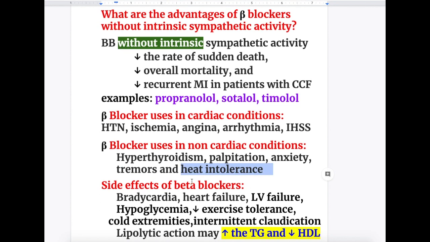Now, the side effects of beta blockers: bradycardia, heart failure, left ventricular failure. They may cause hypoglycemia, mask hypoglycemic features, and decrease exercise tolerance. They cause cold extremities because they cause vasoconstriction, leaving the alpha effects unopposed, and intermittent claudication. They are also lipolytic, and lipolytic action may increase the triglycerides and decrease high density lipoprotein levels.